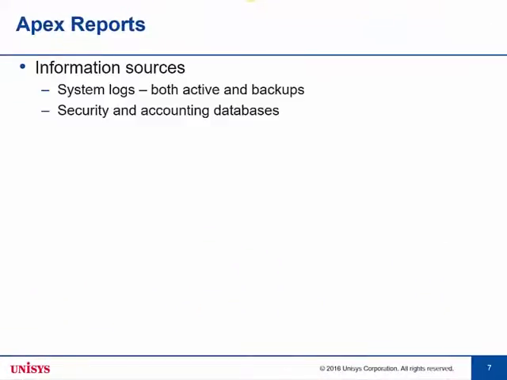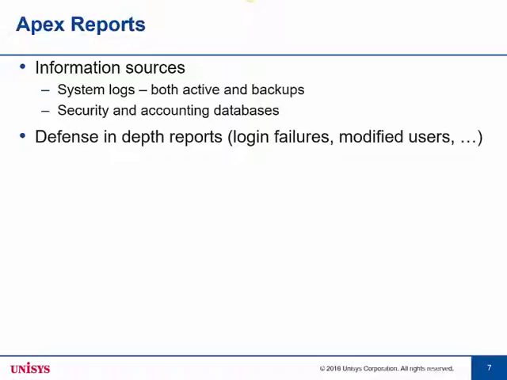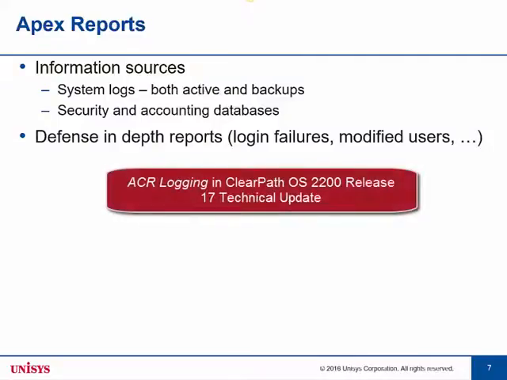Apex reports based on system log data and security and accounting databases help the security officer find events of special security significance, supporting a defense in-depth strategy. For example, they let the administrator see login failures and users whose security attributes have changed, including telling who made the changes. The presentation ACR Logging provides details on one of these reports and the exec enhancements that support it.